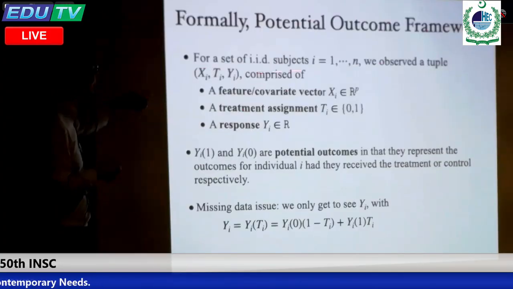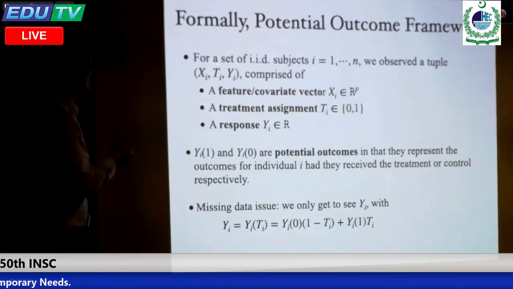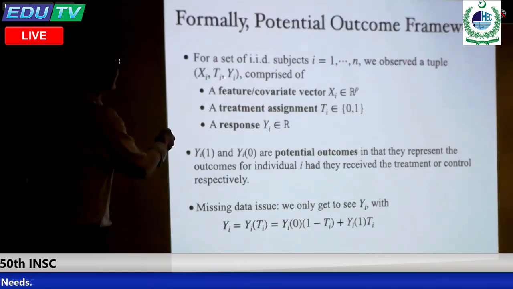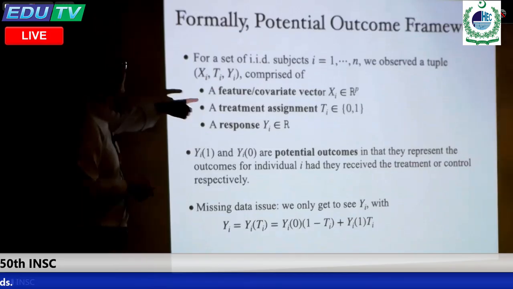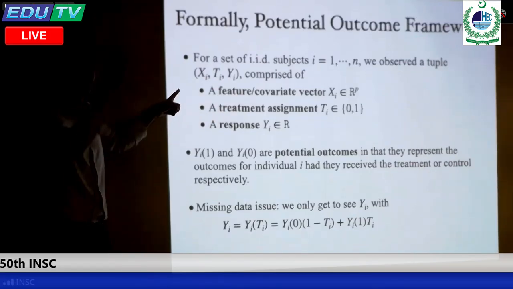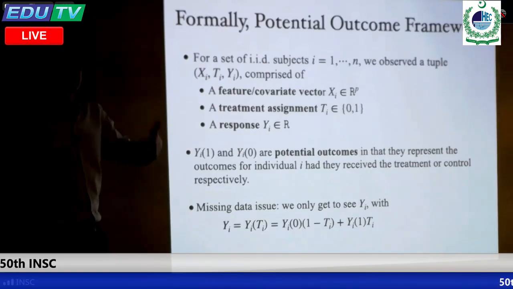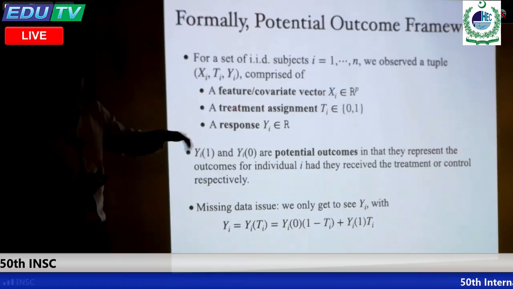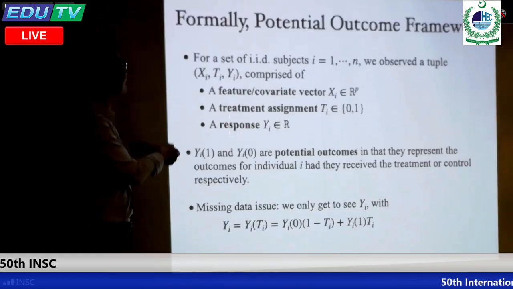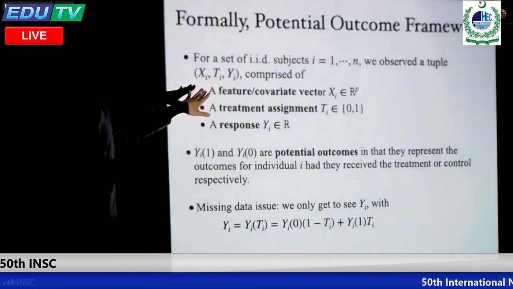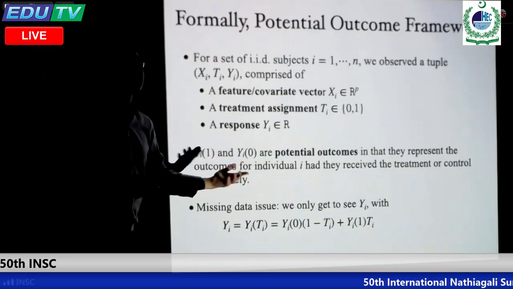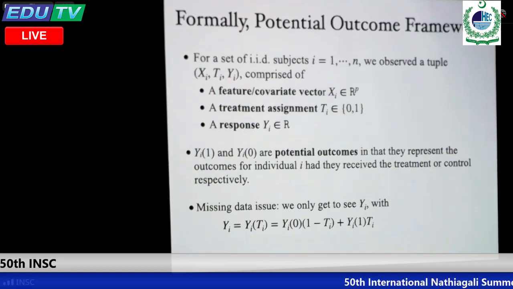And here you can see the setup of the potential outcome framework. We have a set of IID subjects. For each subject, we observe a tuple consisting of the feature or covariate vector X, like age, body height, body weight, and so on, the treatment assignment, 0 or 1 in the classical setting, and the response outcome Y. We observe those things. And then we know there are potential outcomes, and we try to infer the difference. That's the causal effect.